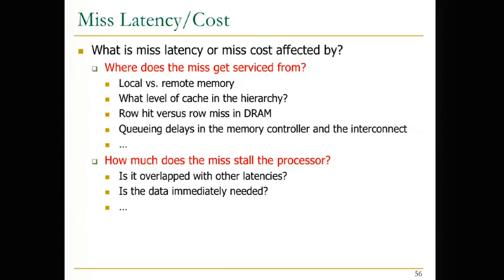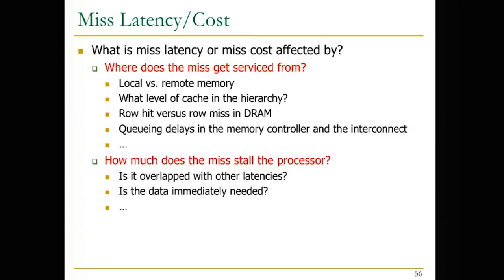How much does the miss stall the processor? That depends usually on whether or not the miss is overlapped with other latencies, whether or not you have another miss pending. As we discussed, if you actually have two misses in parallel, you want to get rid of both of them at the same time to unblock the processor, right? Is the data immediately needed? Maybe the data is not immediately needed. Maybe it's needed for a later instruction, right? That happens to be fetched, that happens to be executed right now. But there is a sequence of instructions. Because of out-of-order execution, you may actually execute a later instruction earlier than these instructions. So the data that you need may not be needed immediately because you have all of these other instructions to go through first. And they may be stalling the processor, right? And there may be other things over here.